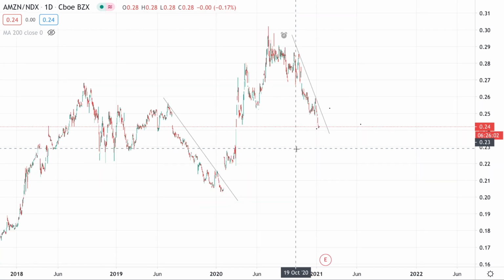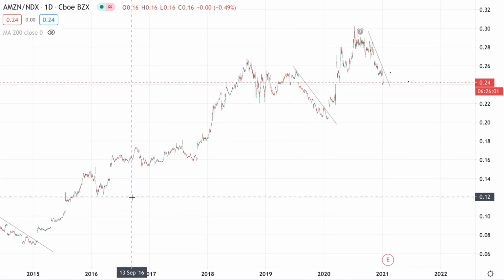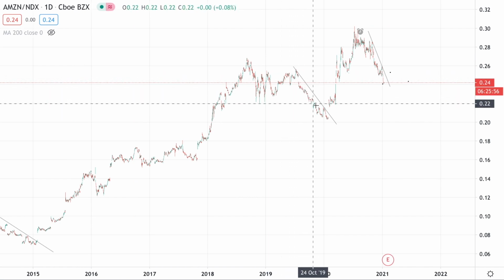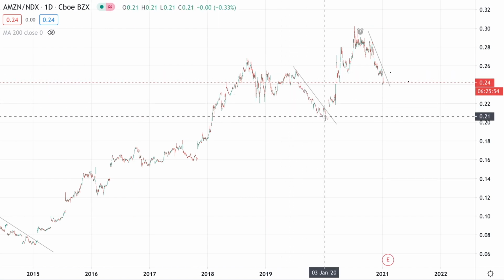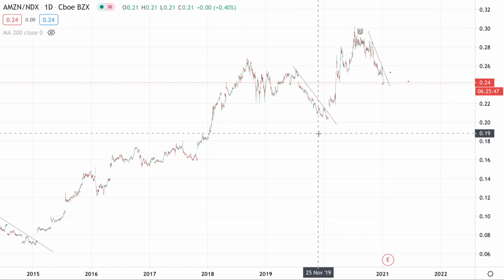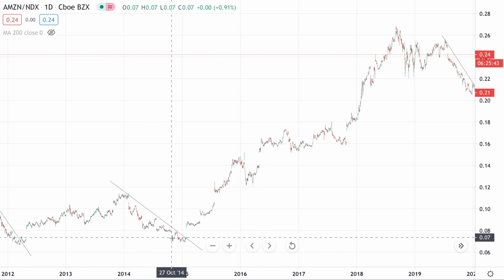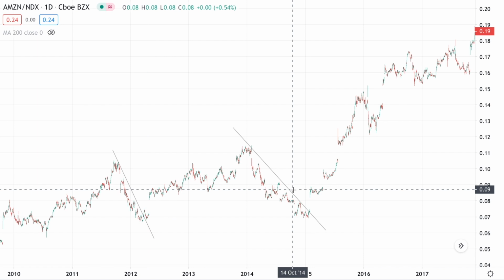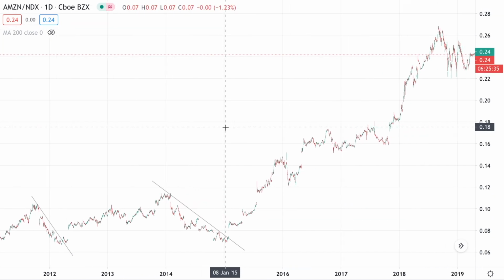So we've taken a look at this chart, and this is actually a normal phenomenon on Amazon. You do tend to see these periods where it underperforms, and then you get a big breakout, and that's when Amazon makes its big rally. So we've seen that throughout the bull market, periods where it underperforms, and they are usually big buying opportunities.